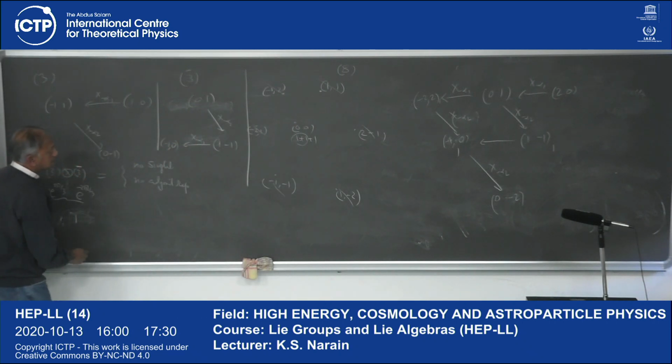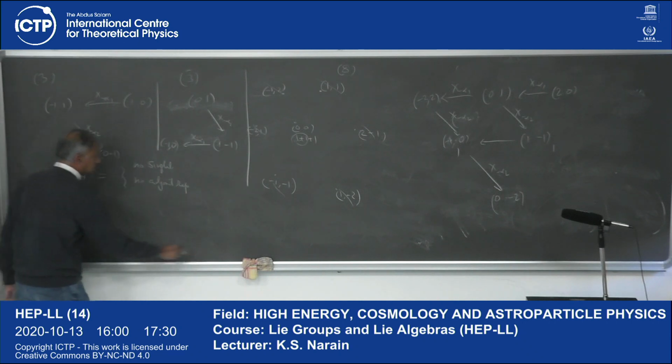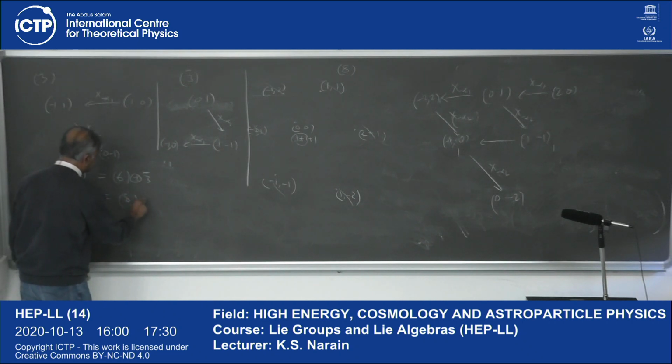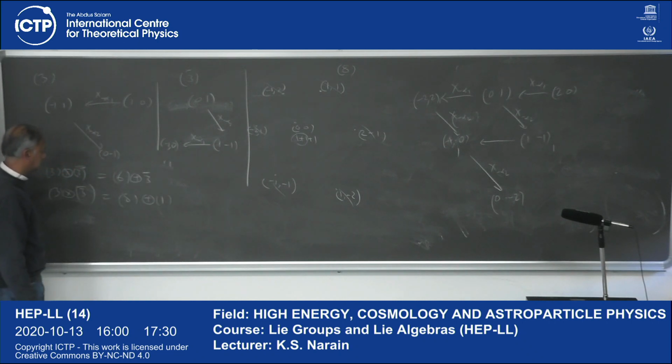So the conclusion is, let me just keep that here. The original one was 3 times 3 is 6 plus 3 bar. And now 3 with 3 bar gives 8 plus singlet. This 1-dimensional representation is the singlet. And similarly, if you had done 3 bar with 3 bar, you would find that this time you will get 6 bar plus 3.